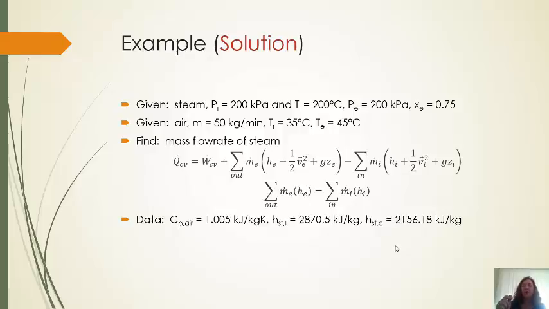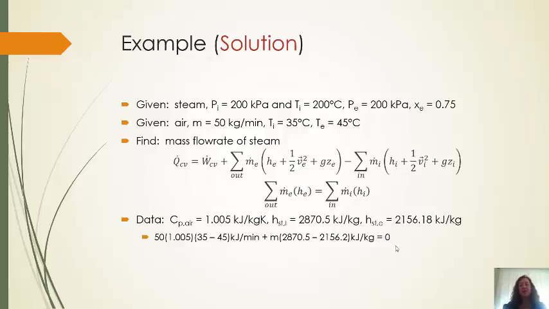It would round to 1.005 and 1.006, I believe it was. But really, this is very close to being a constant C sub P. So I'm going to use constant C sub P times delta T to approximate the enthalpy change of the air, and I'll use actual enthalpy data for the steam. So if I plug those numbers in, I end up with this.